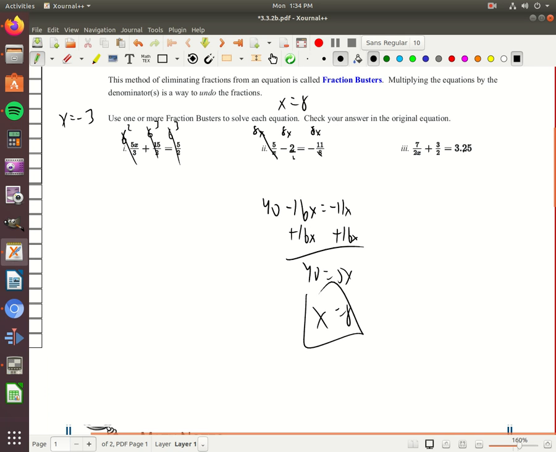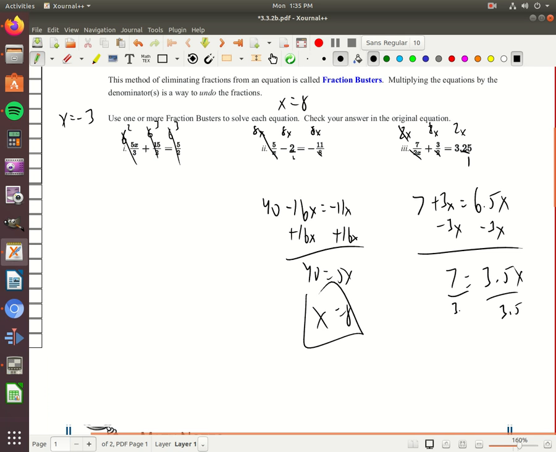So this one, same thing. I'll multiply by 2x. And that should get rid of everything, right? That's the common denominator. 2x goes into 2x and 2 goes into 2x. So the 2x will cancel. I get 7. The 2's will cancel, but that x is left behind, so I get 3x equals, here I'm going to double, I get 6.5x. I'll subtract 3x, and I will get 7 equals 3.5x. So 2 equals x. So that's what I'll get.